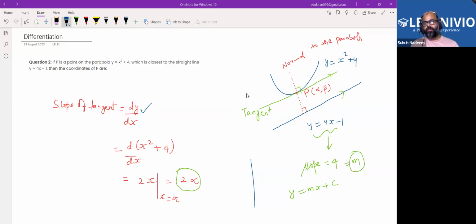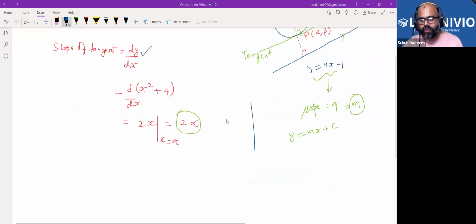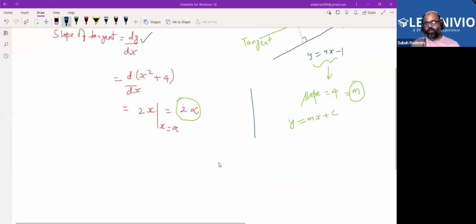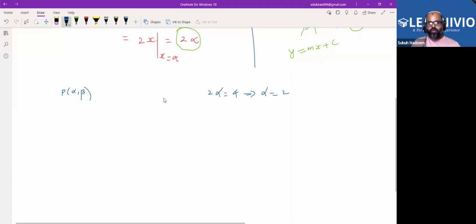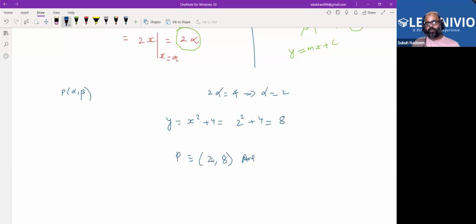Yes, sir. Okay. So we equate 2 alpha to 4 and we get alpha, which is 2. And since the point (alpha, beta) is lying on this curve, which is y equals x square plus 4, we can get y also. X square plus 4 is this now. So x is 2, so 2 square plus 4, which we'll get as 8. So the point is (2, 8). This will be our answer.